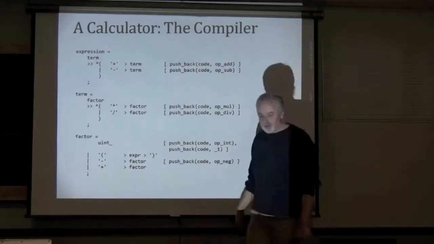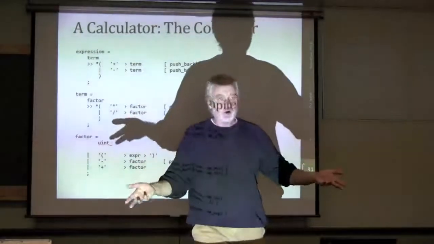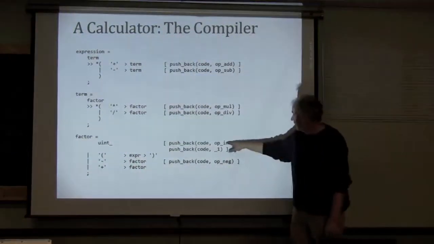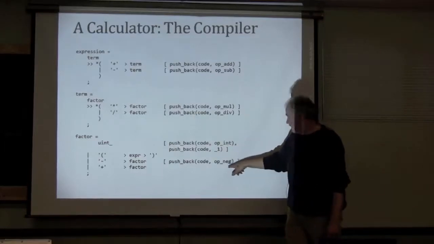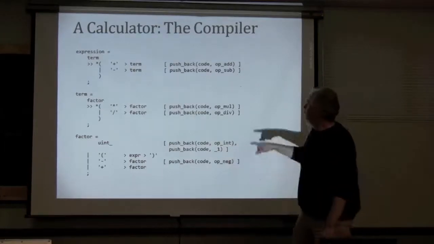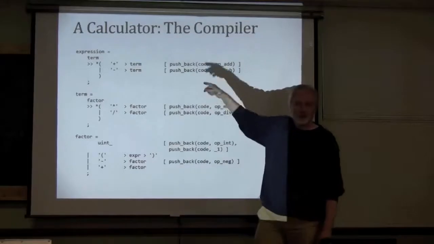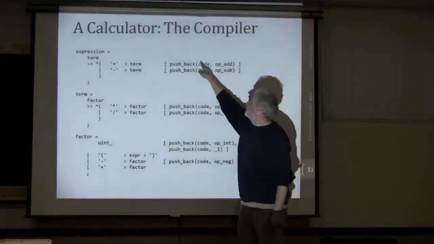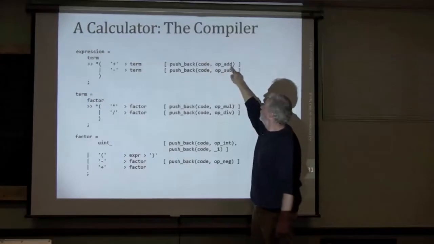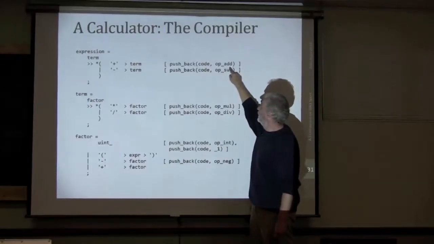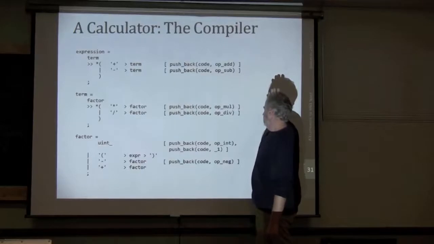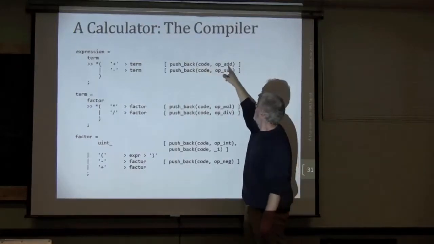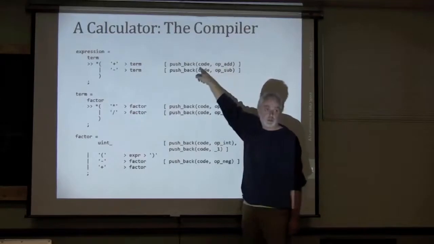Let's assume we have a virtual machine which understands opcodes, and our opcodes are add, sub, multiply, divide, integer, negate, and stuff like that. And push_back, let's assume that's a lazy function, which just pushes a certain code onto the... Where does this code come from? Yeah, code is a vector, and that's the opcode I want to push into that vector.